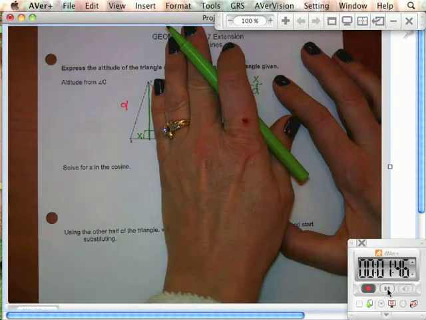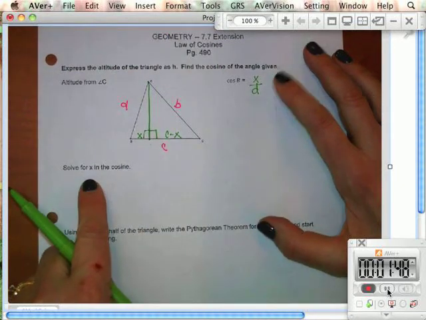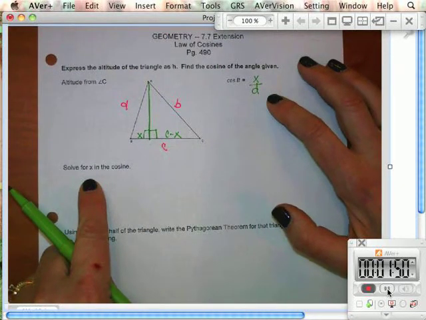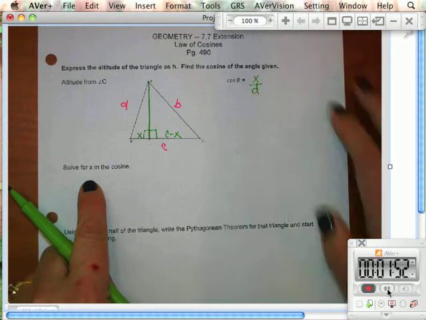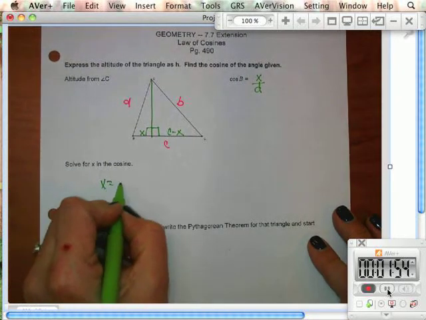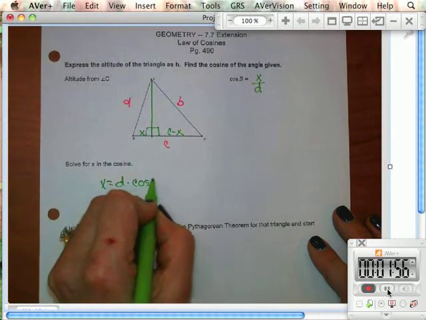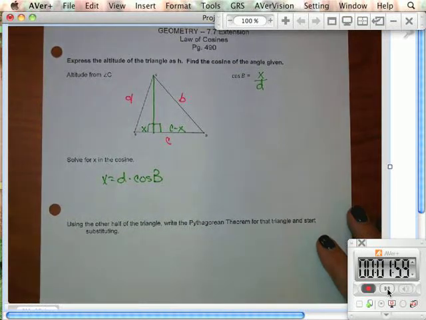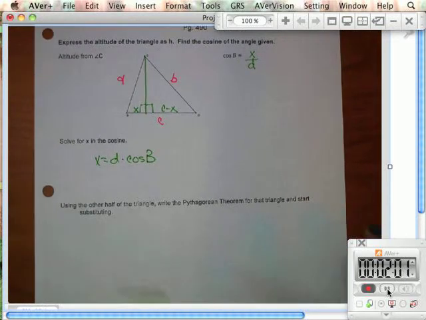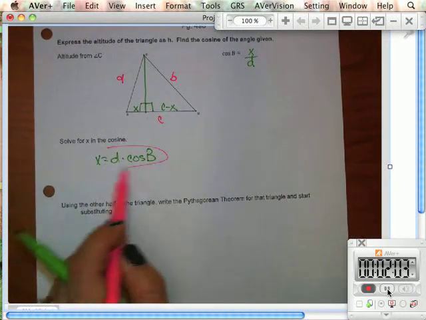Now we're going to solve for X in this cosine. So what do I multiply both sides by? By D. X equals D times the cosine of B. This we will need later, so let's not forget about it, okay?